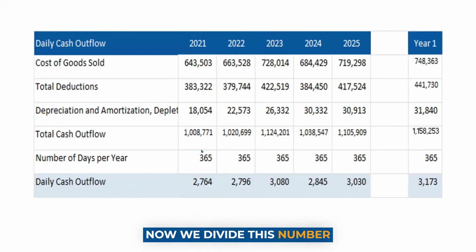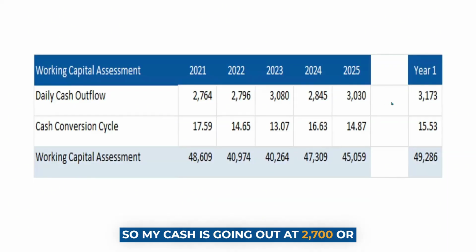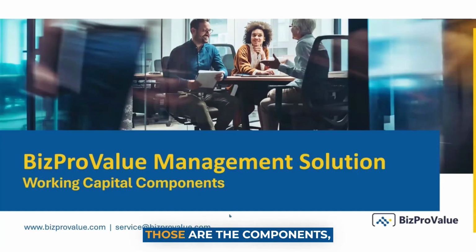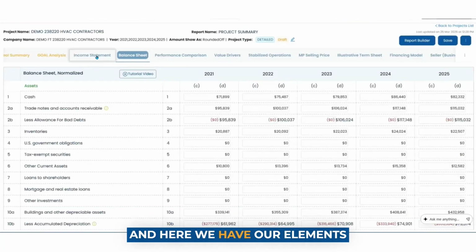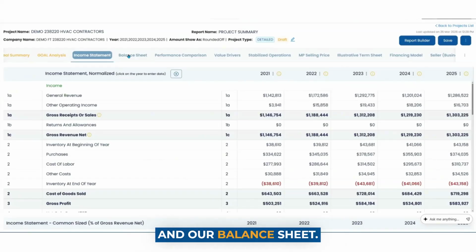Now we divide this number by 365 to say, what's my cash outflow every day? And it's about this $3,000 number, right? So now we've put a number to how much cash is going out. And let's see if we can tie this all together. So my cash is going out at $2,700 or $3,000, about $3,000 a day. And it takes me 14 days to have cash come in. That means my working capital assessment is around that $40,000 to $50,000 number. Those are the components. And here we have our elements from our income statement and our balance sheet.